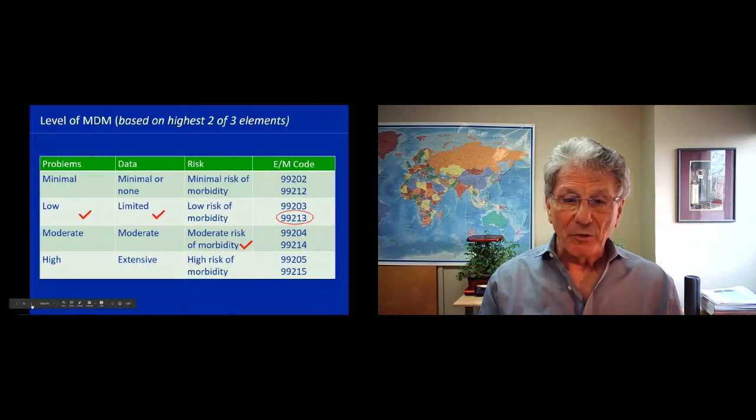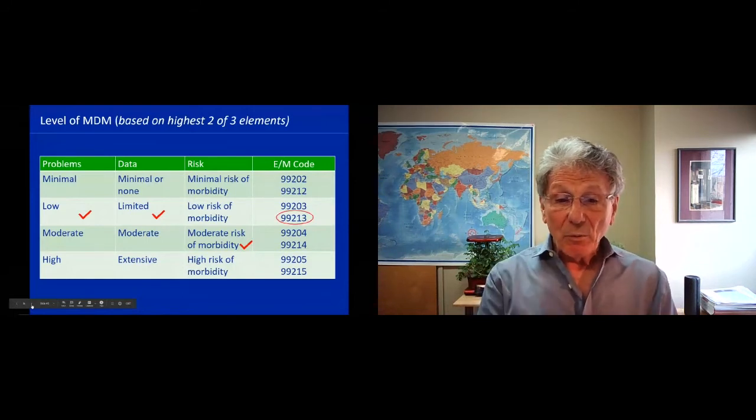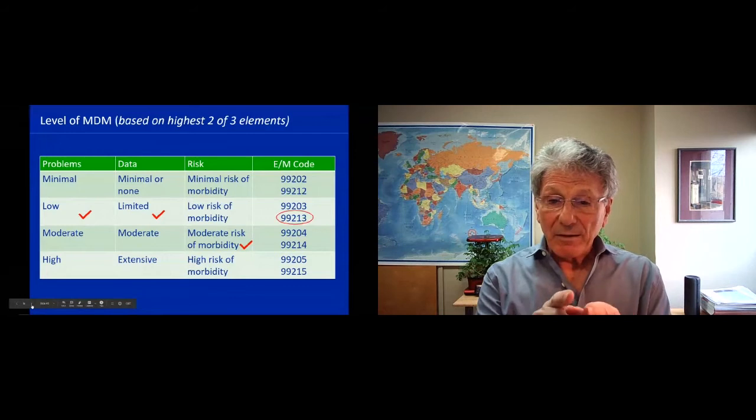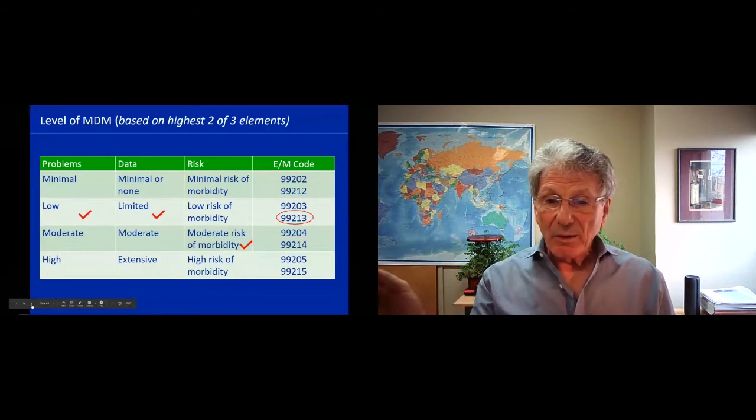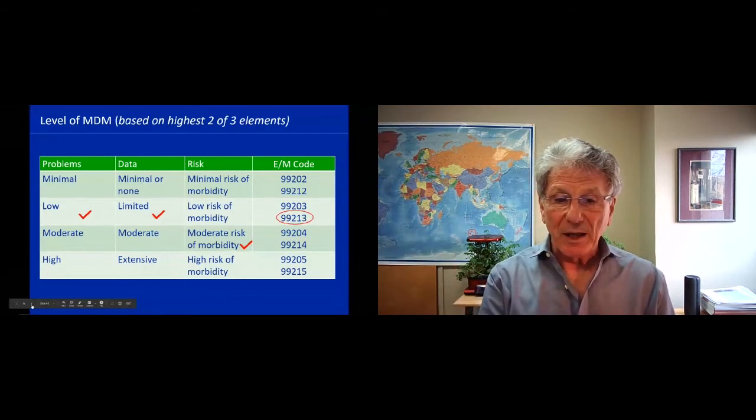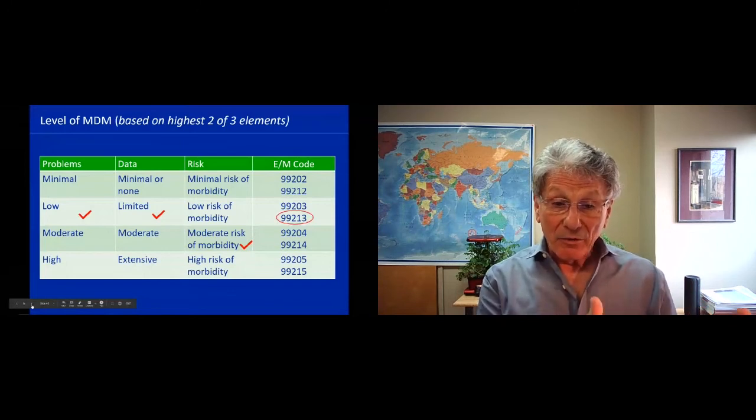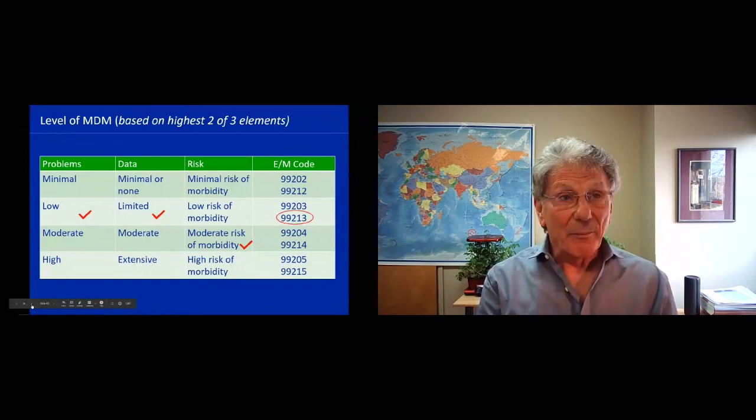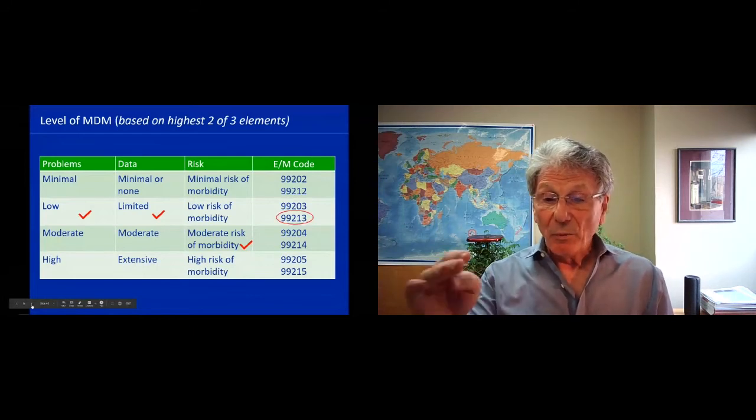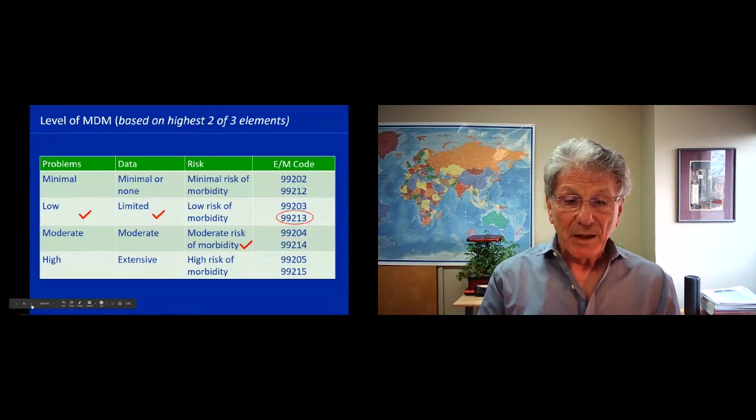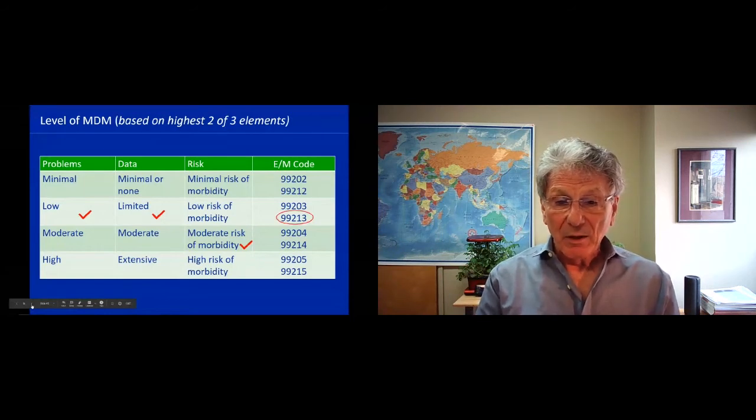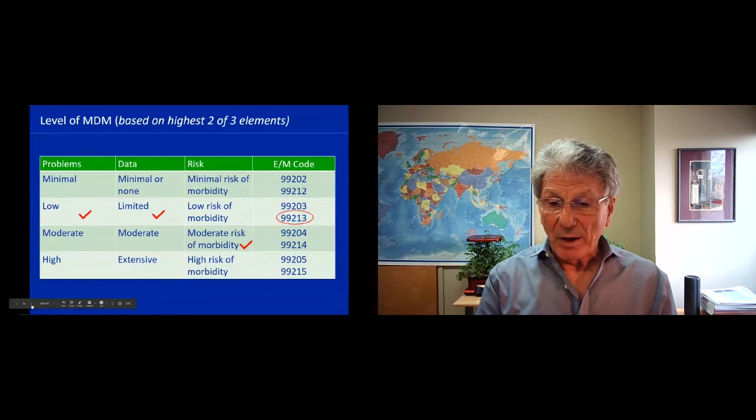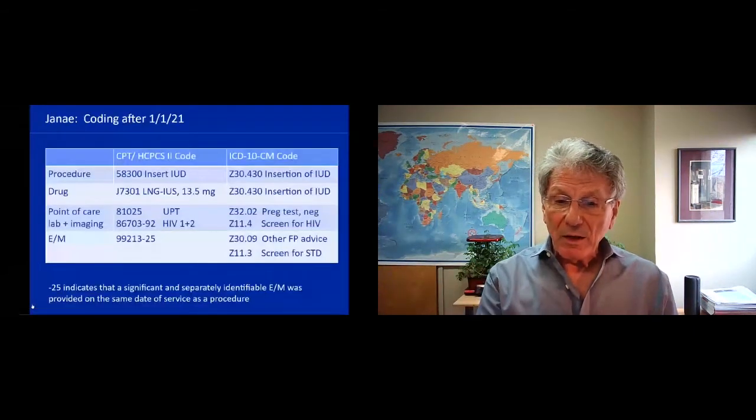So here's how we're going to bill Janie's visit. The procedure was an IUD insertion. That's the what. The why was Z30.430, insertion of an IUD. The drug or supply was the Skyla insertion kit, J7301. The reason was insertion of an IUD. The point of care tests that we did were a urine pregnancy test and an HIV 1 and 2. The reason we did the urine pregnancy test was Z32.02, which is a negative pregnancy test.